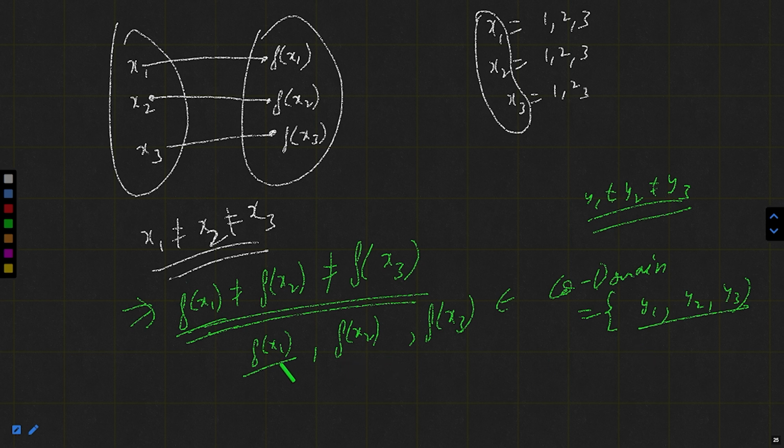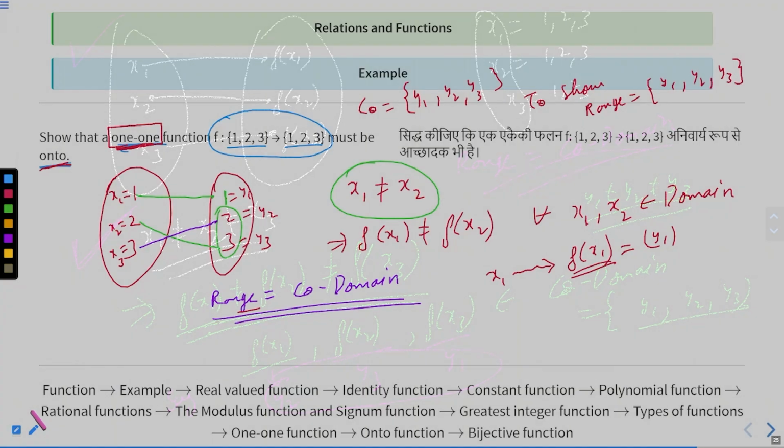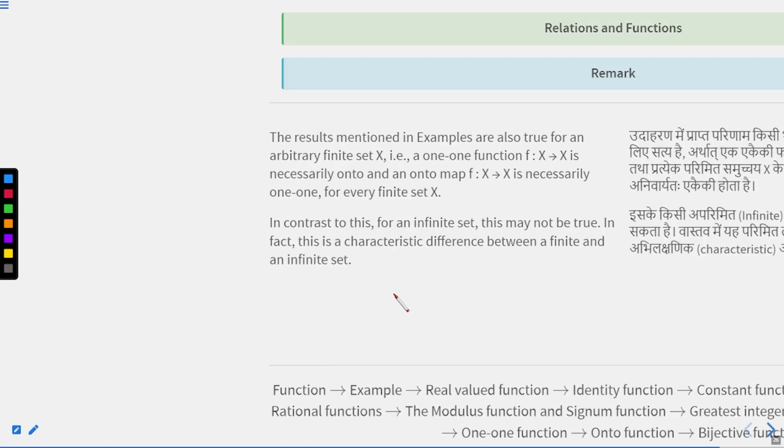And say f of x1 is y2, then f of x2 can be y1 or y3. Let's say y3, then it will be y1. So from here we can say that the range set is this. So we can easily say that the range set equals the codomain set. I hope that it is clear to you, from the pictorial representation as well as from the statements. Let's move to next.